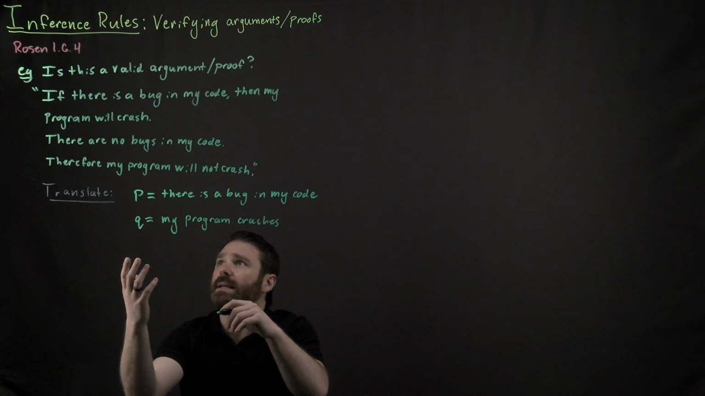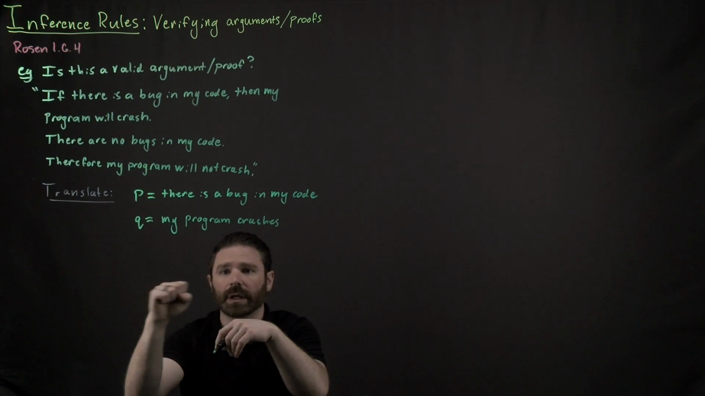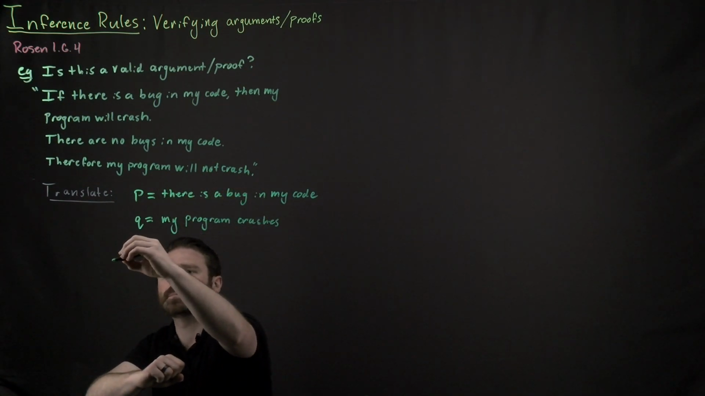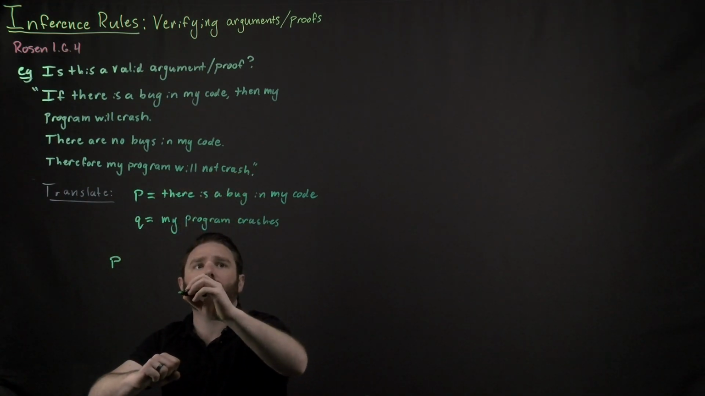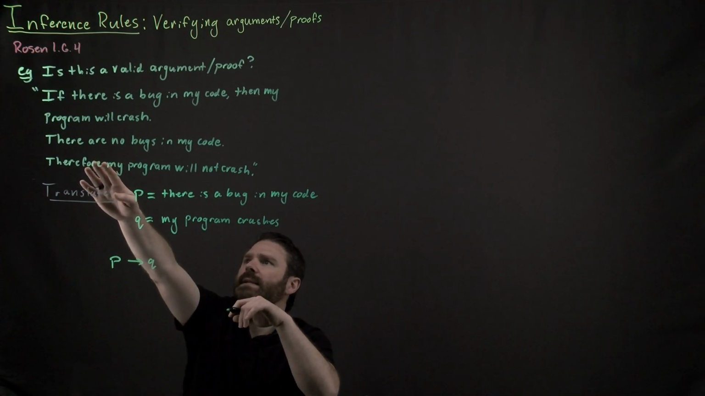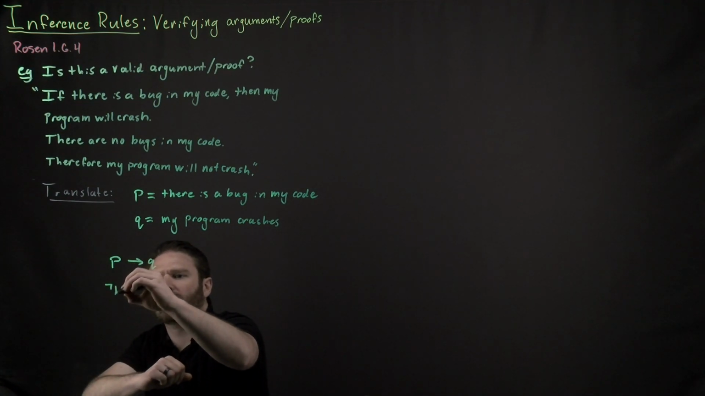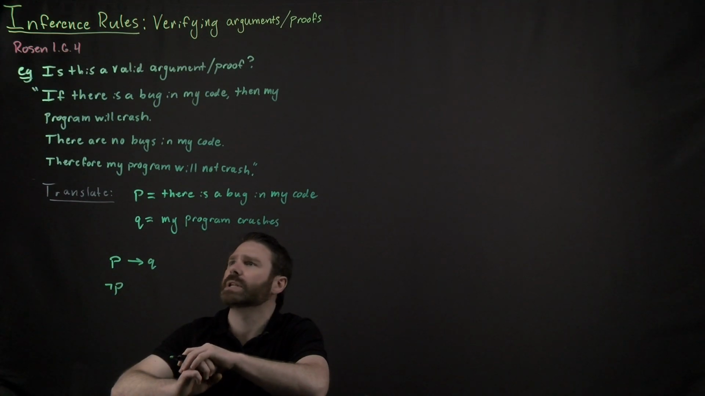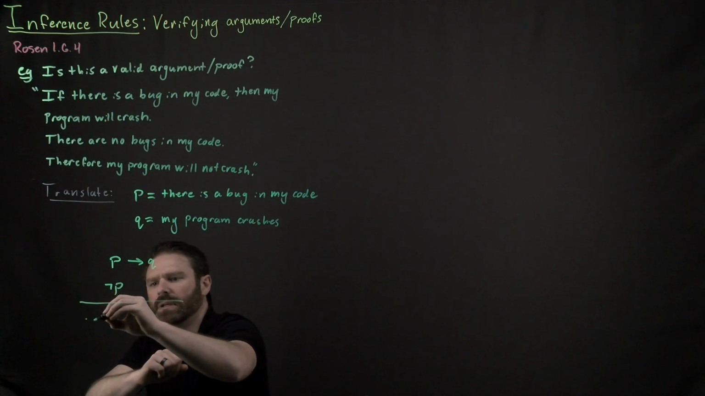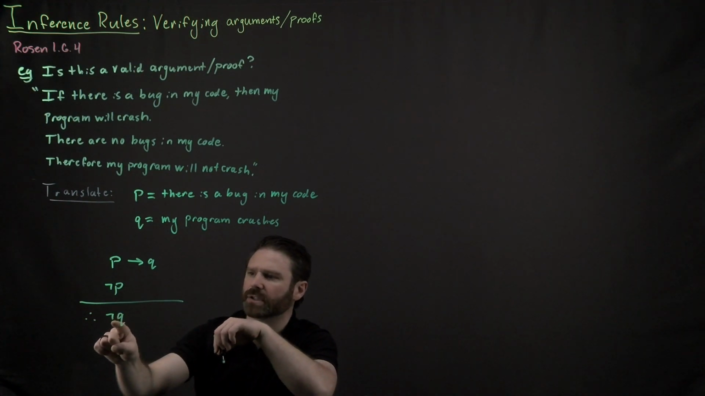So to translate this into a format like an inference rule, it would look like if there is a bug in my code, so if P, then my program will crash. So P implies Q. The next hypothesis is there are no bugs in my code. So that would be not P. And what's the conclusion in this case? Therefore, my program will not crash right here.